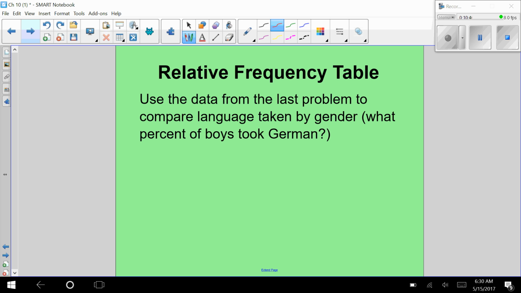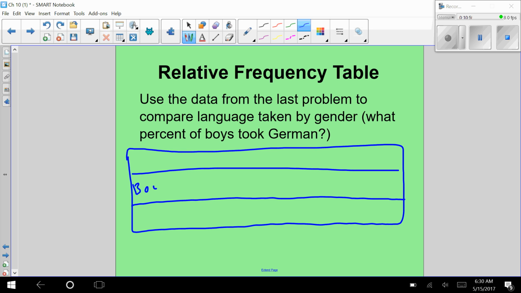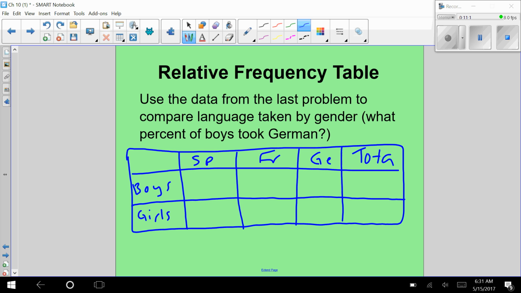We're going to use the data from the last problem to compare language taken by gender. So on your test, I will give you hints like this. What % of boys took German? So that means that we are cutting out the total row at the bottom. So we're going to have boys and girls only. We'll still have Spanish, French, German, and total.